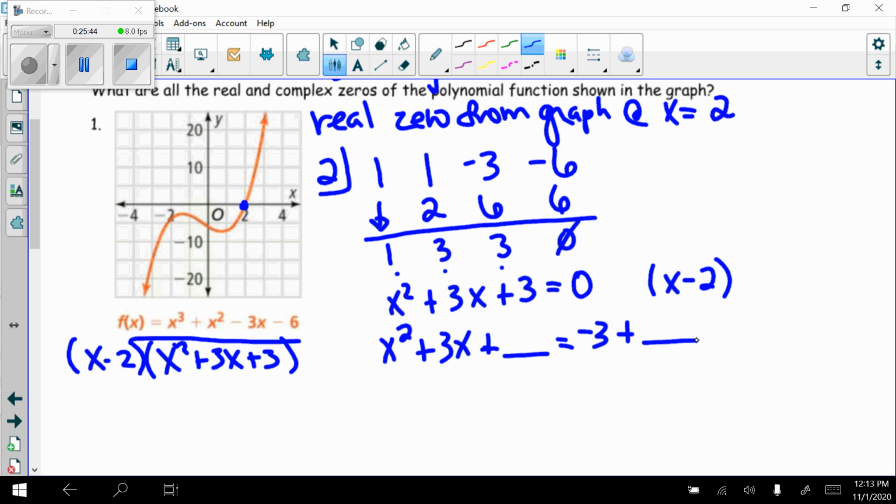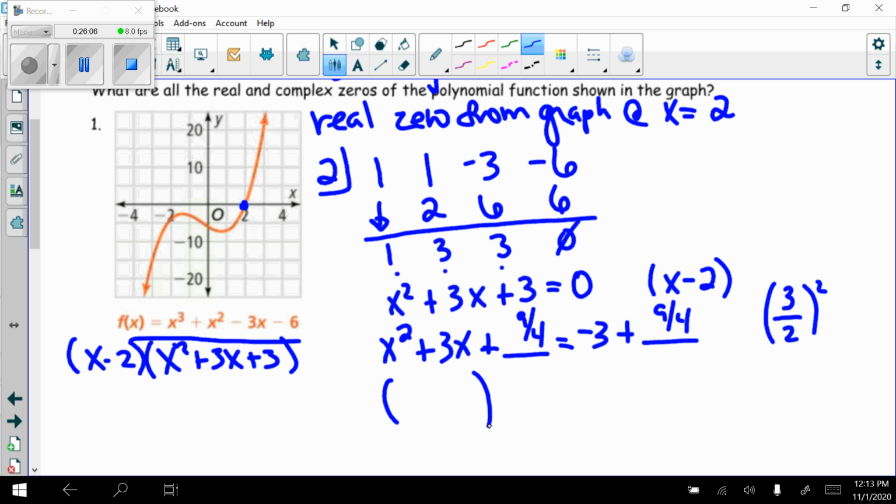I take the number in front of x, I cut it in half and square it. So over here, 3 cut in half, squared. That's how I find the number I add to both sides. Since it's a fraction, I have to square both top and bottom. So when I square that, I get 9/4. So I'm adding 9/4 to both sides.